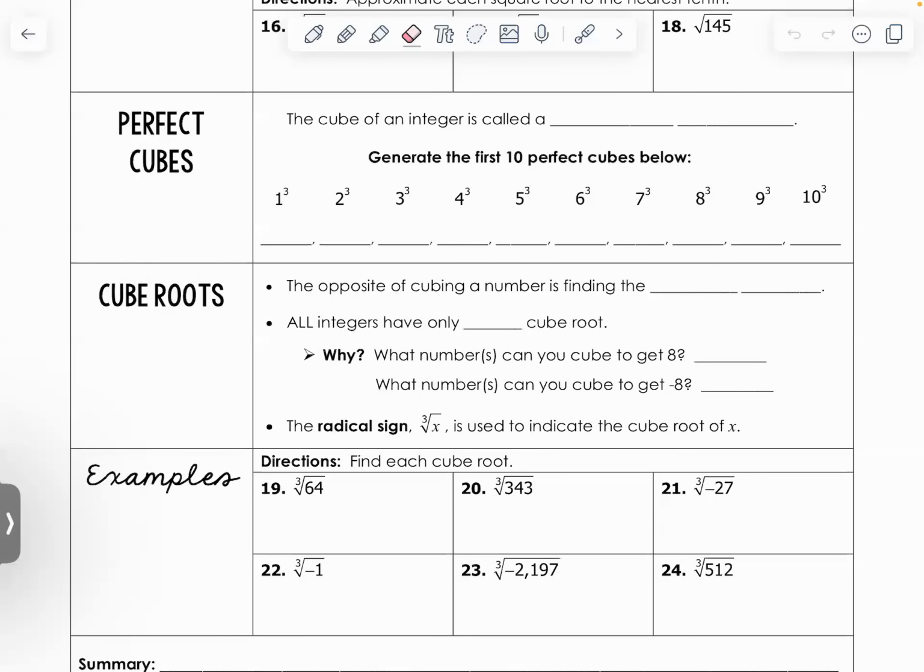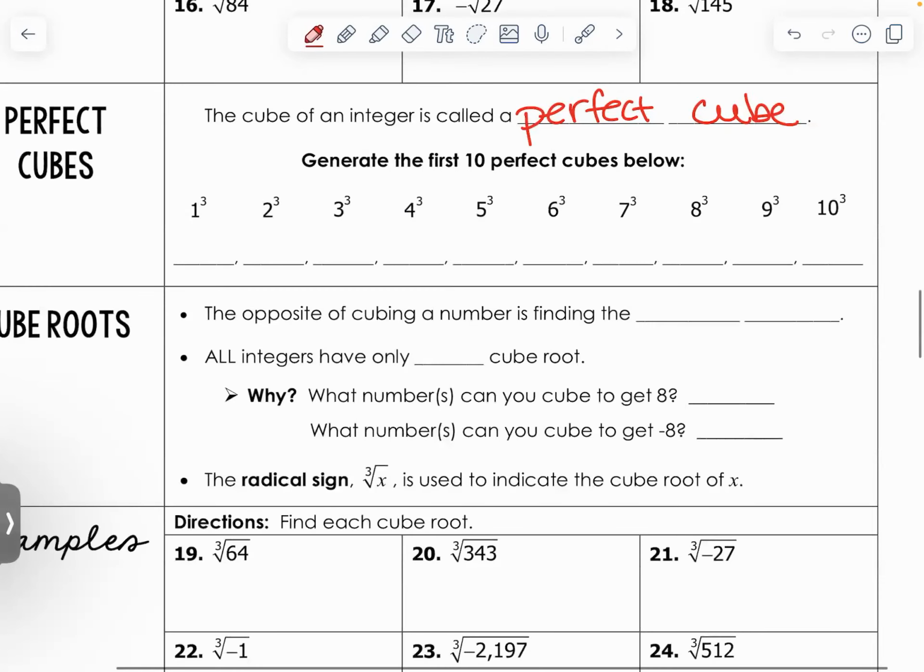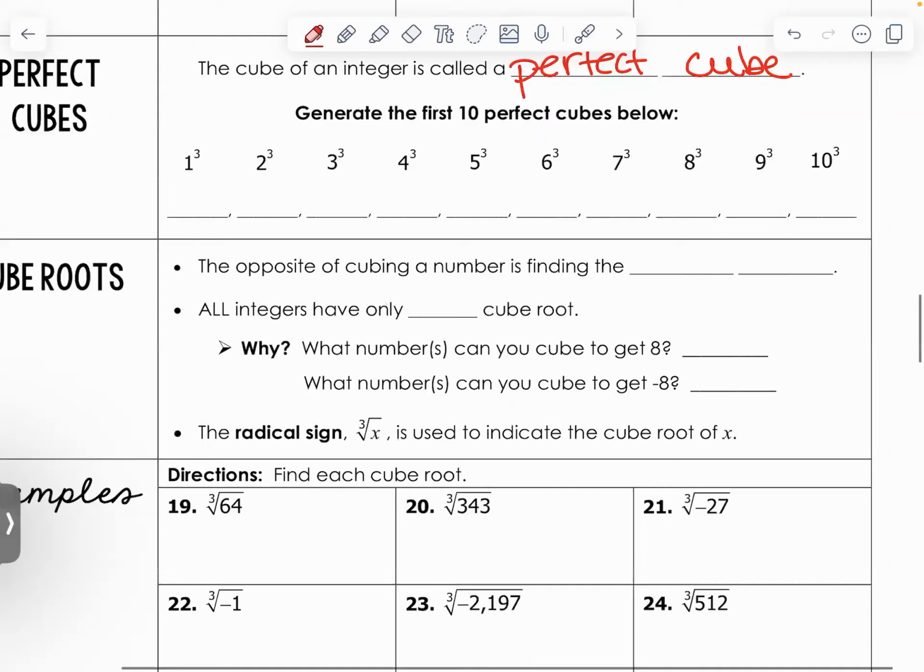Okay. The past 2 days, we have been talking about perfect squares and square roots. Today, we are going to talk about what we call perfect cubes. The cube of an integer is a perfect cube. The exponent is 3. We're on page 2. Okay, but now we're gonna go to page 4.